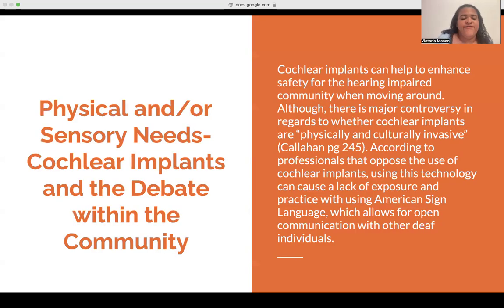So to assist with physical and sensory challenges, one need that is prevalent is a cochlear implant. Cochlear implants can help to enhance safety for the hearing impaired community when moving around. Although there is major controversy in regards to whether cochlear implants are physically and culturally invasive. According to professionals that oppose the use of cochlear implants, using the technology can cause a lack of exposure and practice with using American Sign Language, which allows for open communication with other deaf individuals.